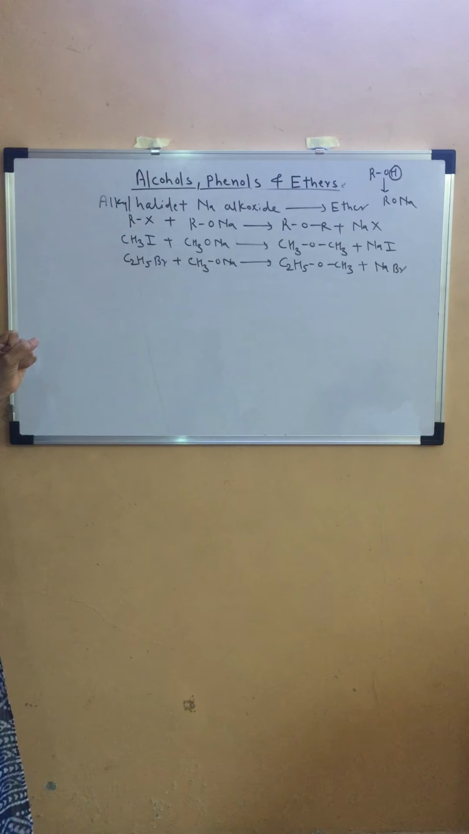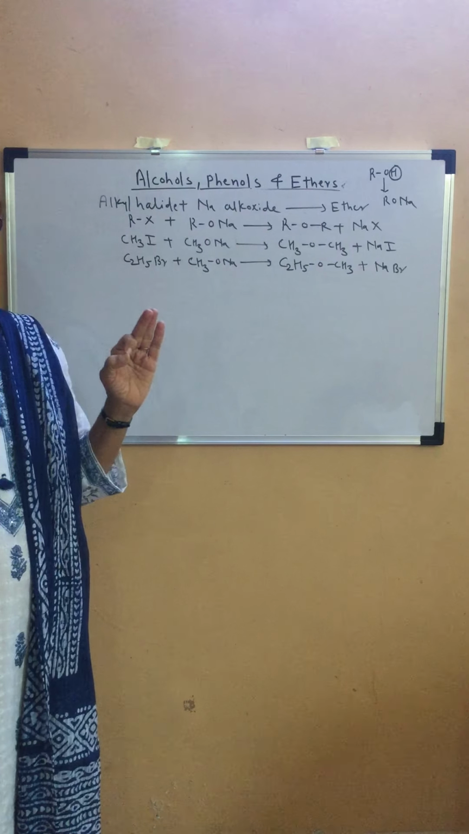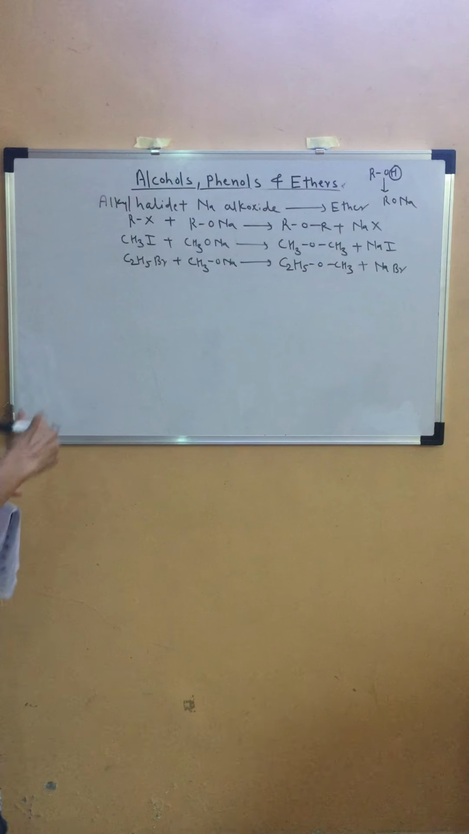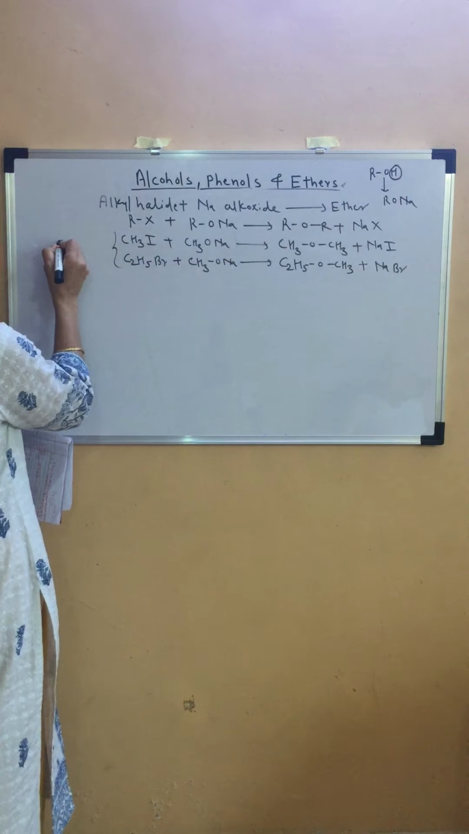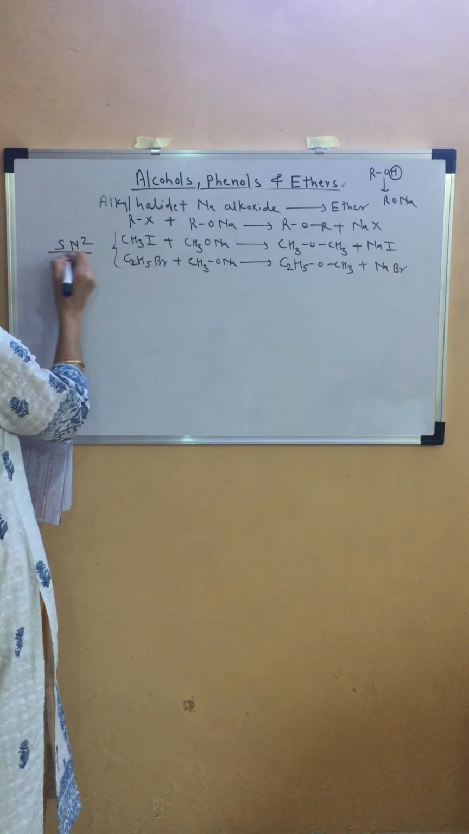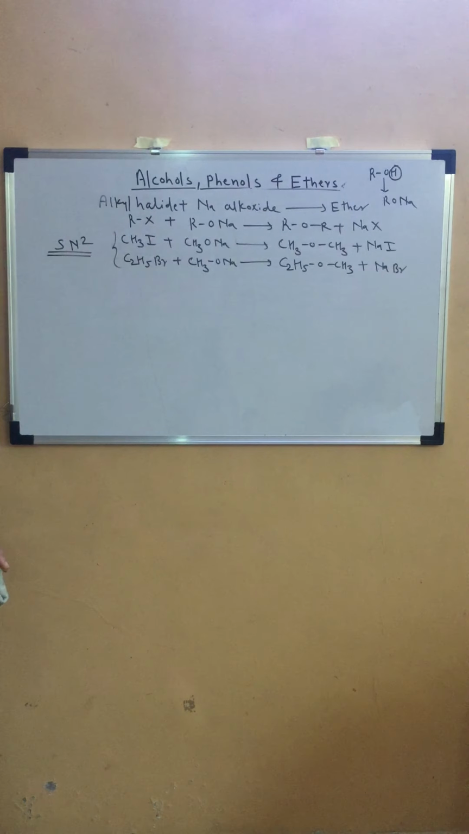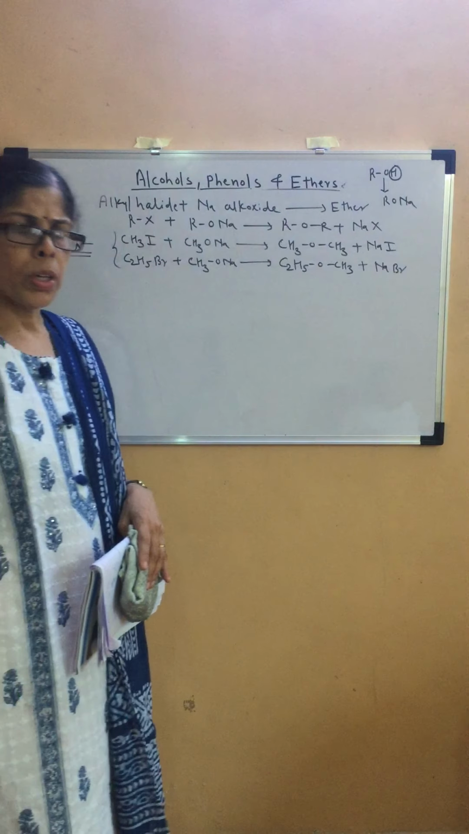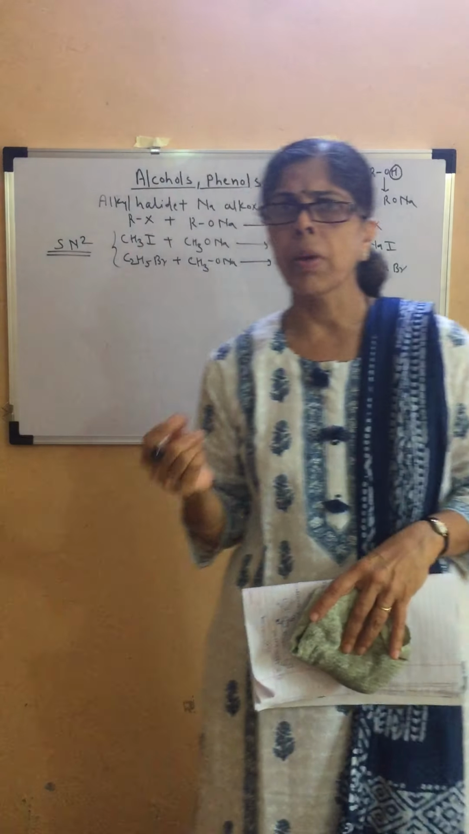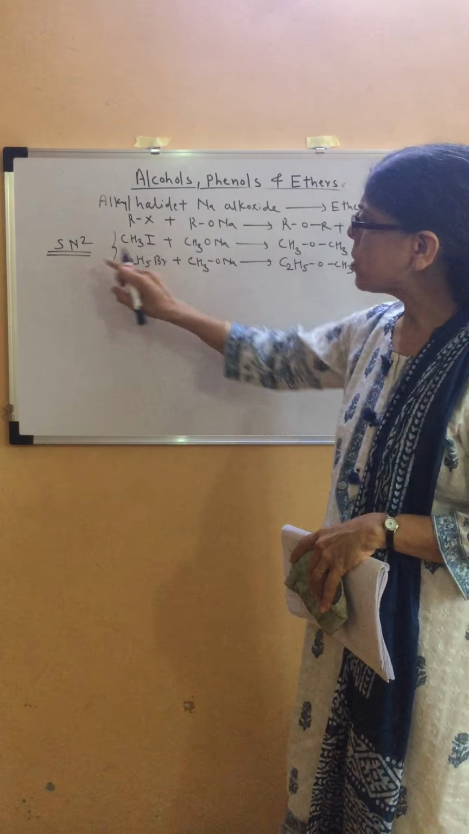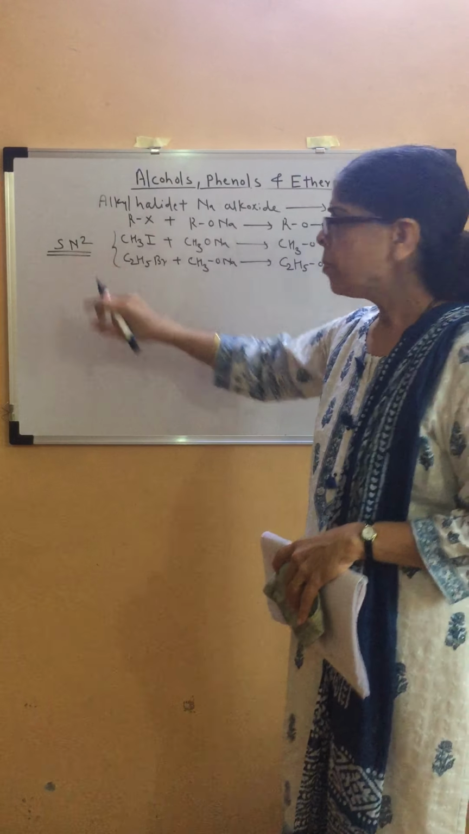Okay. Now one more thing we are going to see under this. The reaction proceeds by SN2 reaction mechanism. We have already seen in detail in the last chapter what SN1 and SN2 reaction mechanisms are, isn't it? What happens in SN2 reaction mechanism?